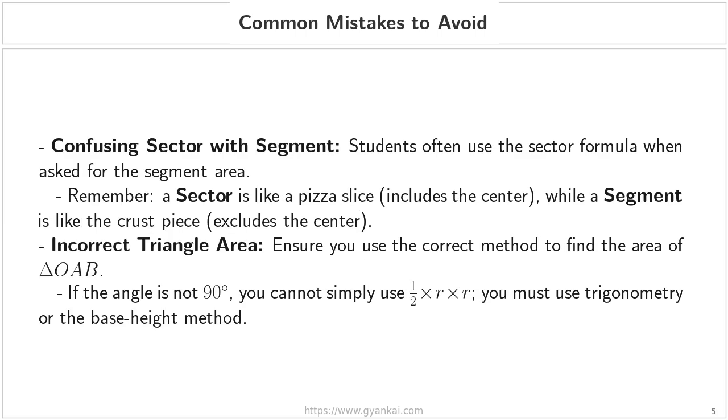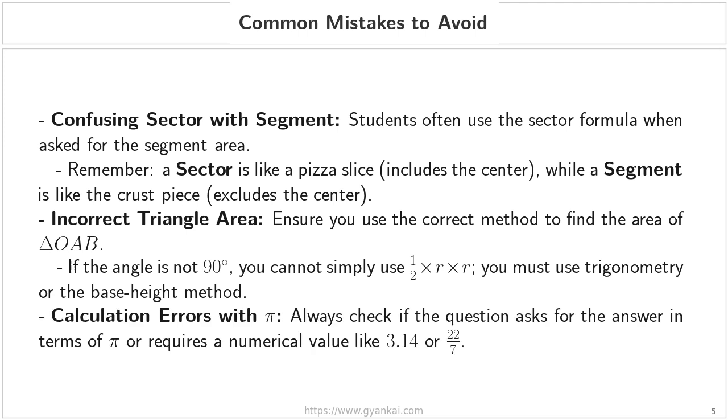Second, pay close attention to how you calculate the area of the triangle OAB in the example we just worked through. The angle was 90 degrees, which allowed us to use the simple formula of 1/2 times radius. However, do not assume every triangle is right-angled. If the central angle is anything other than 90 degrees, you cannot simply use that method. You must be prepared to use trigonometry, or the base and height method, to find the area of that triangle accurately.